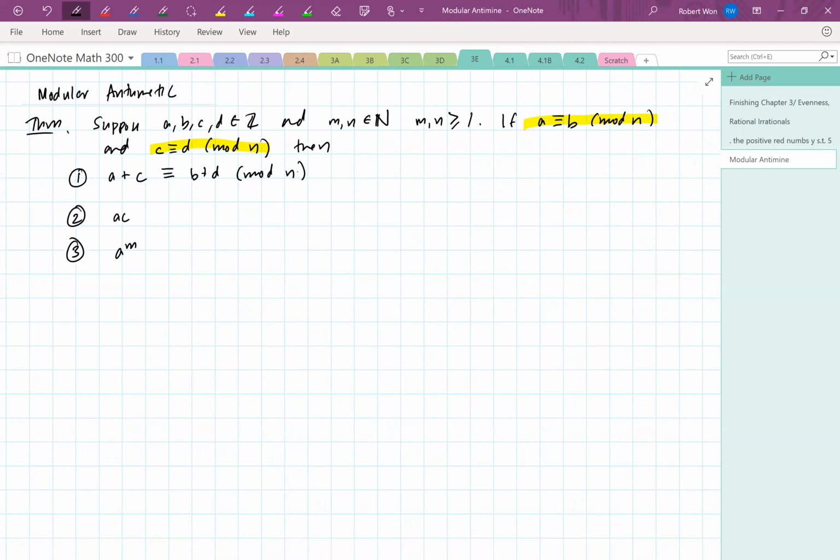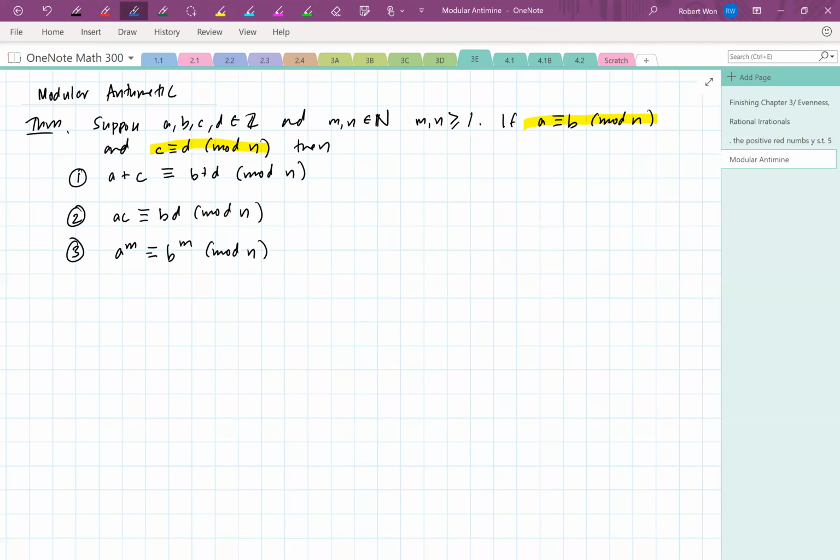Again, this is not going to be equality, right? A and B might be different numbers, C and D might be different numbers, just equivalent modulo n. But if you add A and C, or if you add B and D, those could be two different numbers, but they'll be the same modulo n. Same thing if you multiply A and C. And then same thing if you raise A to a power. Those are also the same. I guess m could have been 0 too. That would have been fine, but you know that every integer to the 0 is 1 anyway, so you would actually get equality.